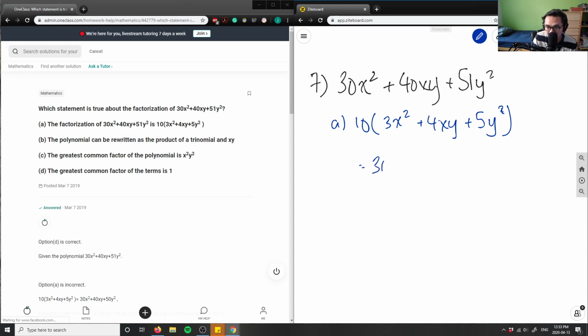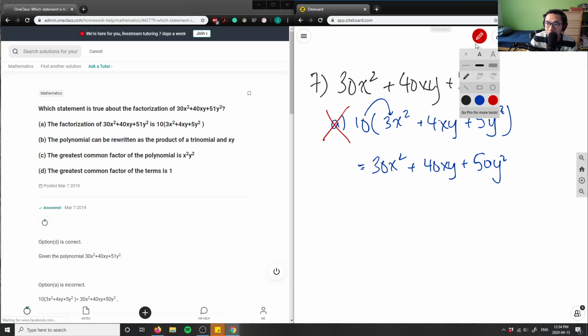I would get 30x squared, because I'm multiplying it by this. 10 times 4xy would be 40xy. And then 10 times 5 here is 50y squared. So 30x squared plus 40xy plus 51y squared is not equal to 30x squared plus 40xy plus 50y squared, right? 50y squared versus 51y squared. So in this case, option A is incorrect.